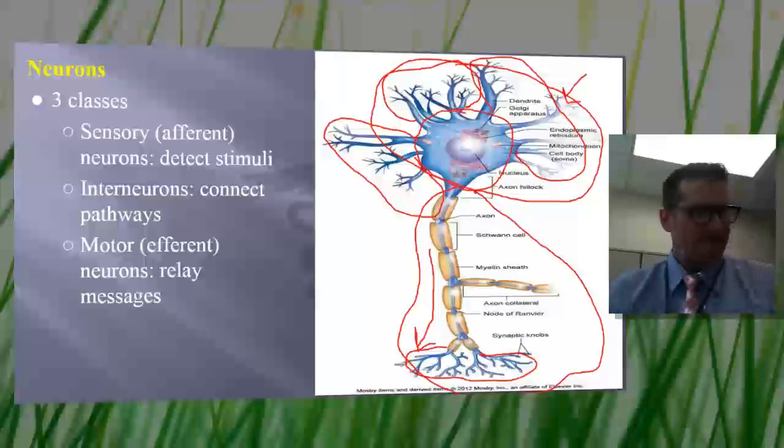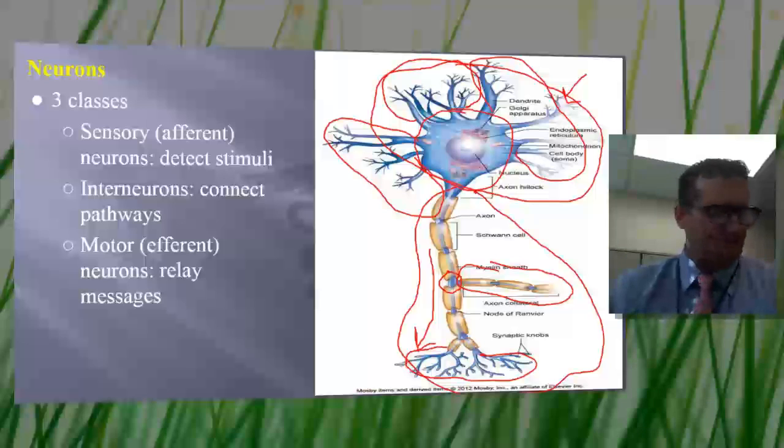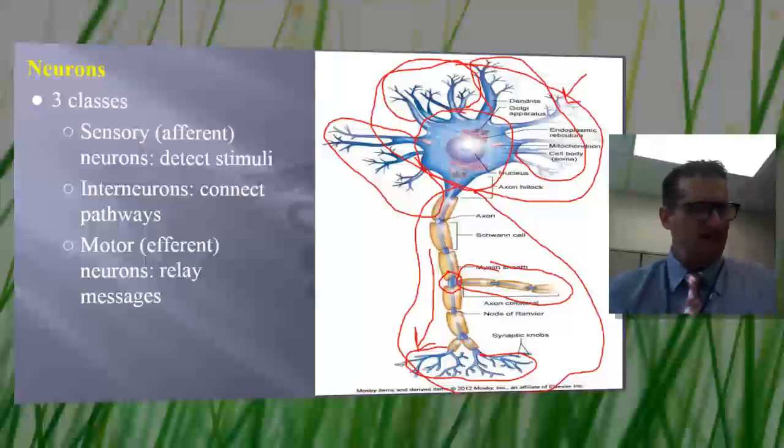The axon, most neurons have only one axon. Occasionally they might have a collateral axon here that comes in and hooks into the axon, but nonetheless there's just one axon extending from the cell body. The length of the axon ranges from a few millimeters up to a meter long.